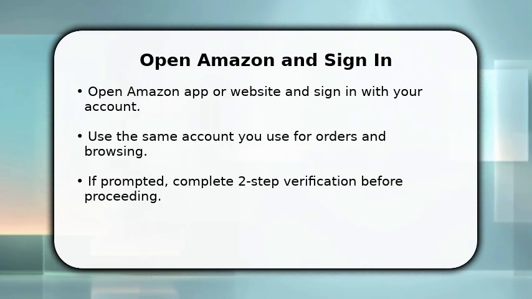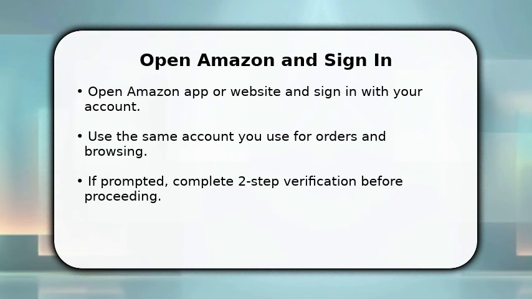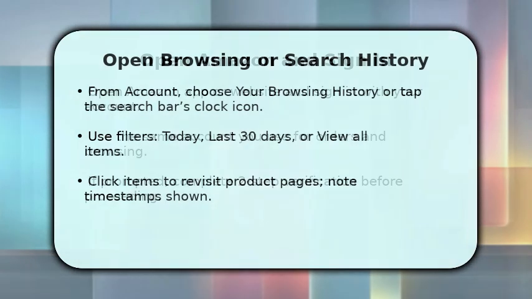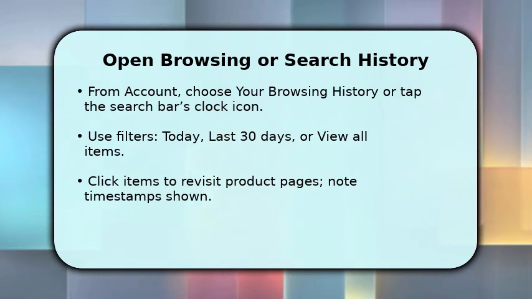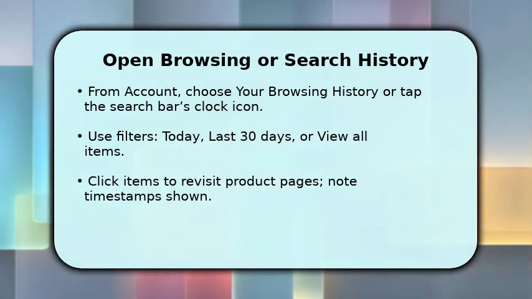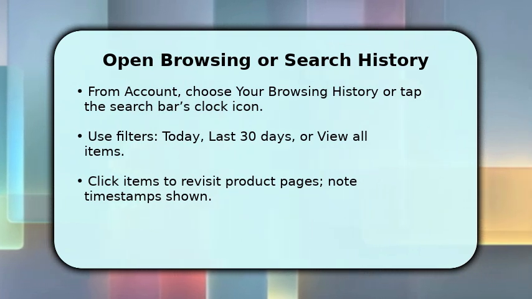If you're on mobile, tap the profile icon instead of the desktop menu. Do this now so you can access the specific history sections in the next step. Once in Account and Lists, select your browsing history to see product views and searches. On mobile, tap the search bar's recent icon to reveal past queries.